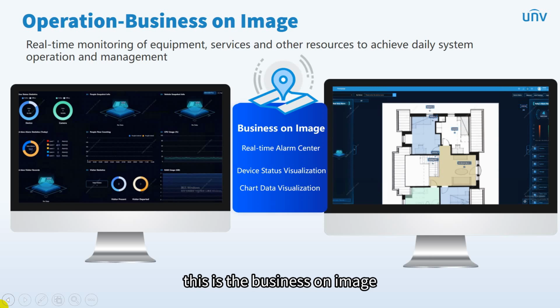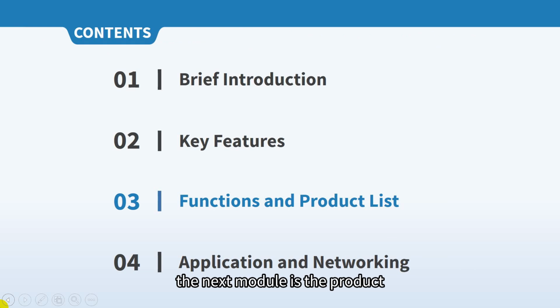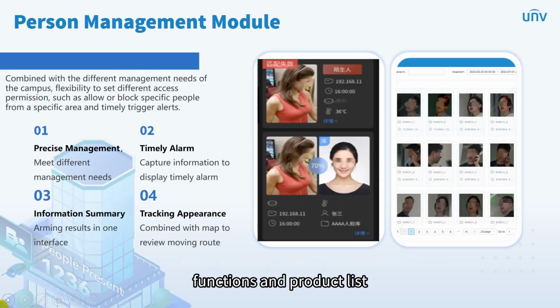This is the business on image. You can get real-time alarm, device status, and chart data visualization. You can obtain an overview map and data report of the entire park. The next module is the product functions and product list.